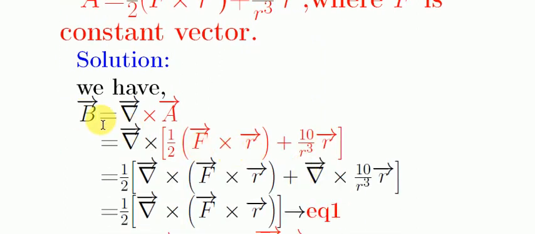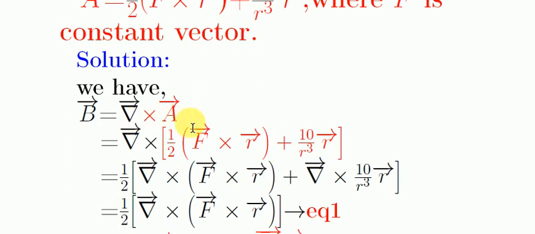We have B equal to curl of A. This is the relation between the magnetic field and the magnetic vector potential. Here B is the magnetic field and A is the magnetic vector potential. And the relation between them is B equal to del cross A, del cross the magnetic vector potential.